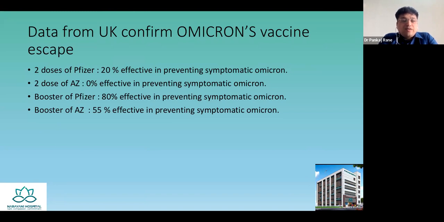But those who have taken a booster of Pfizer, it is 80% effective in preventing symptomatic Omicron. And those who have taken a booster of Covishield, it is 55% effective in preventing symptomatic Omicron. So this emphasizes the need for a booster dose. Now you have to remember, though all vaccines have failed in preventing symptomatic Omicron, all vaccines have protected people from getting severe COVID disease, from need for hospitalization, oxygen, ventilation and death. In all of these, these vaccines have helped.